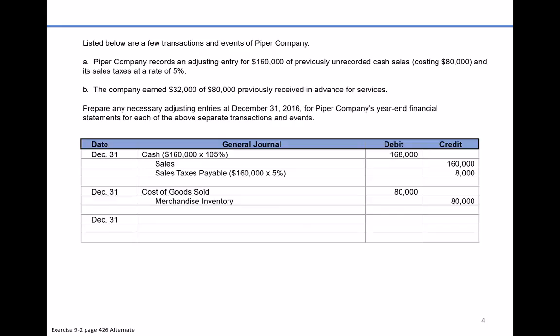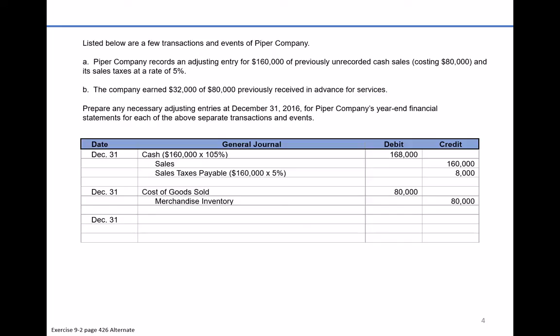Now the Part B transaction, we have $32,000 of $80,000 previously received in advance for services. So their balance sheet shows a liability of $80,000 prior to this transaction. Somebody paid them in advance for some services they wanted Piper to do. Now Piper has performed some of those services, so that $80,000 was considered to be unearned revenue. Well, now it's becoming earned in part.